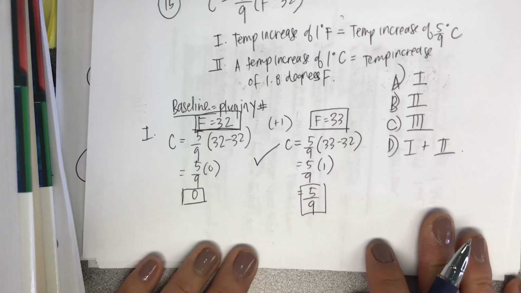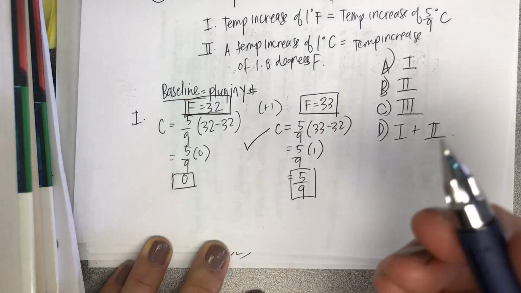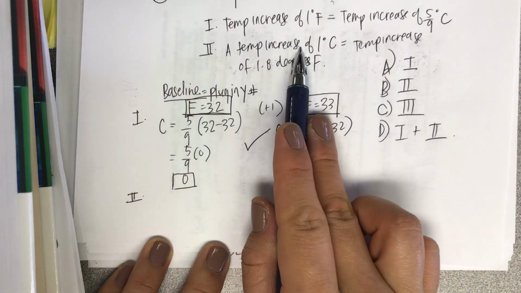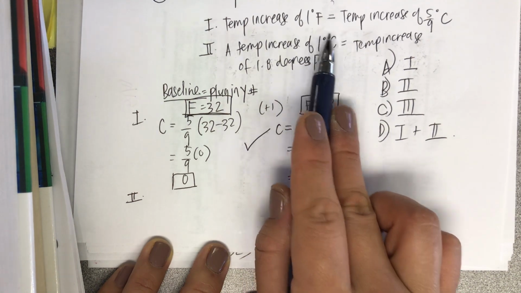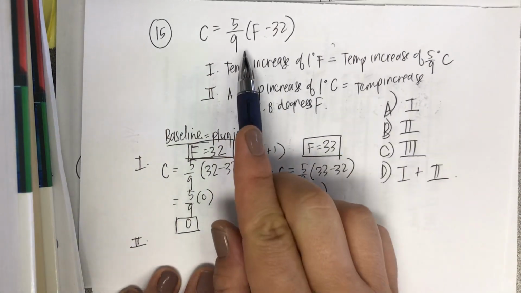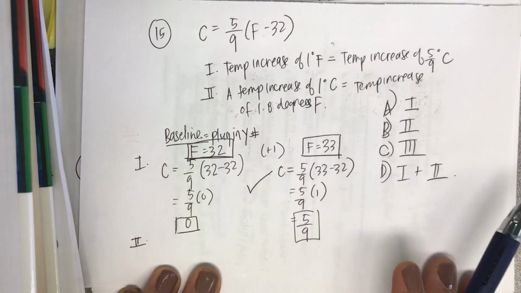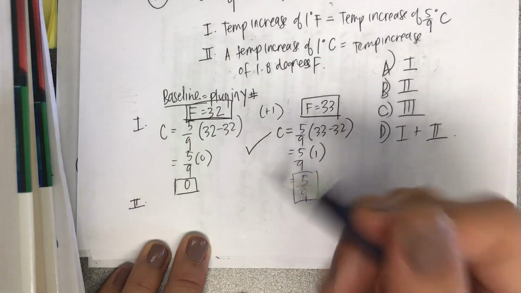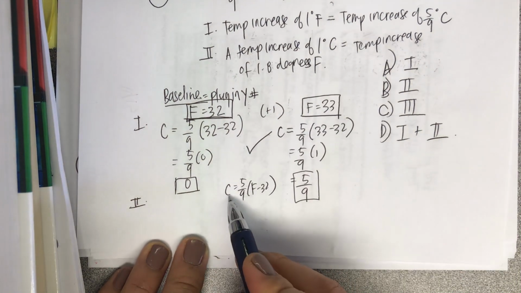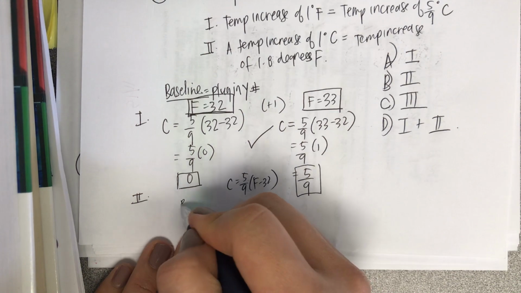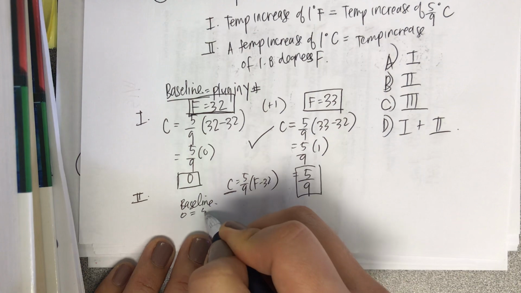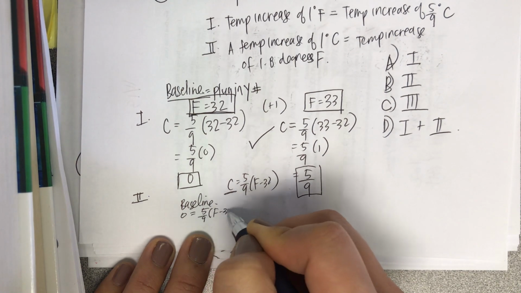I'm going to move this up a little bit so that I can do my number 2. For number 2, it says a temperature increase of 1 degree Celsius. So now we're not looking at the old Fahrenheit section, we're looking at this now. I'm going to do the same thing, and I'm going to rewrite it here since you can't see it. Now I'm going to increase this, but I've got to get my baseline first. So when I do my baseline, I'm going to say when C is 0, 0 equals 5/9 times F minus 32.